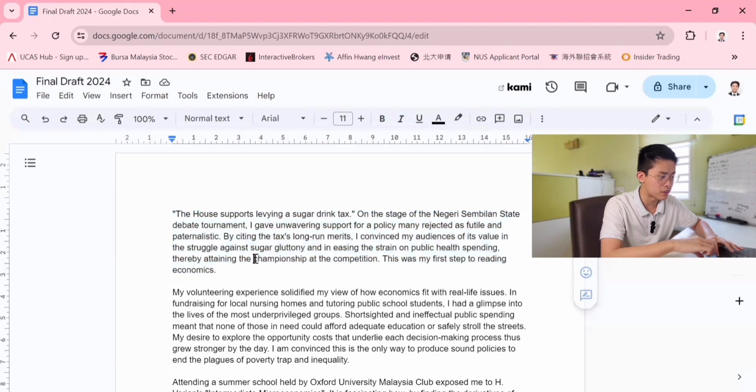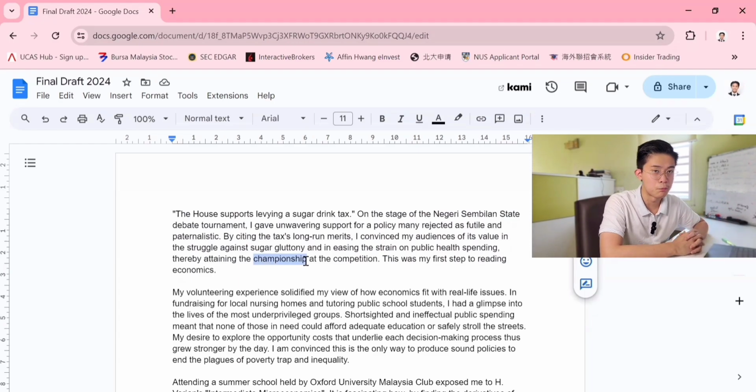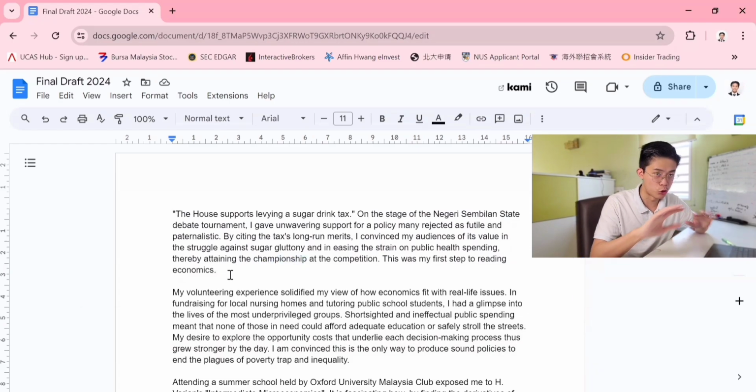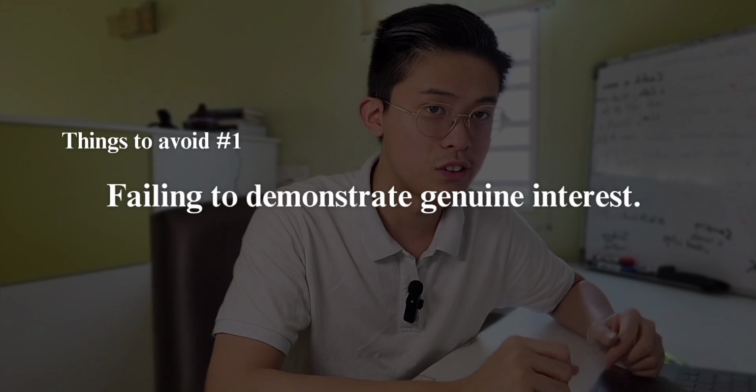Basically, I talk about getting the championship at the competition, which is just a flex. Obviously, you can talk about your achievements in the personal statement, but you have to balance that with an explanation of why you are interested in the cause. So I think that's the drawback of this paragraph, which is not showing why you were interested in the cause.